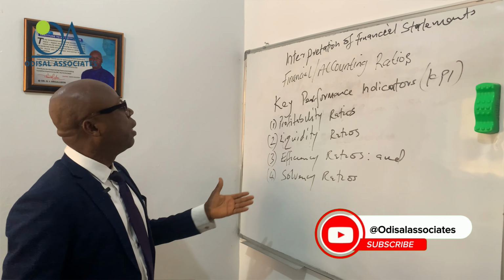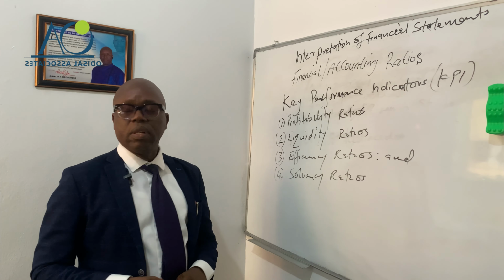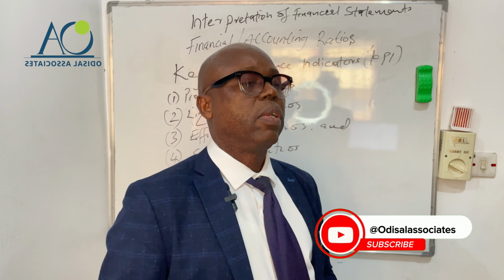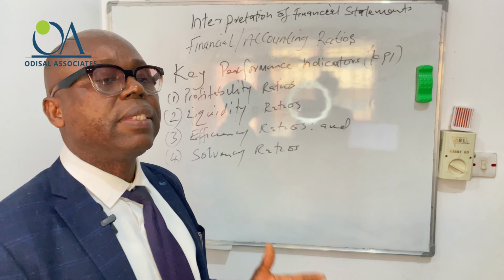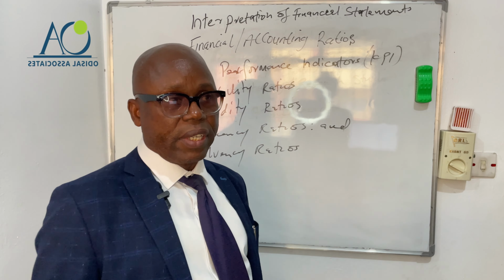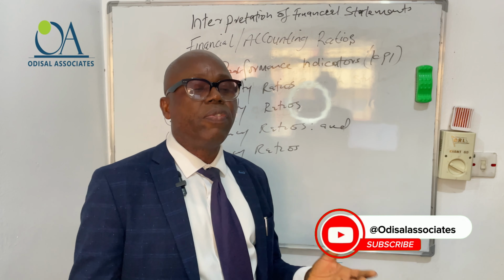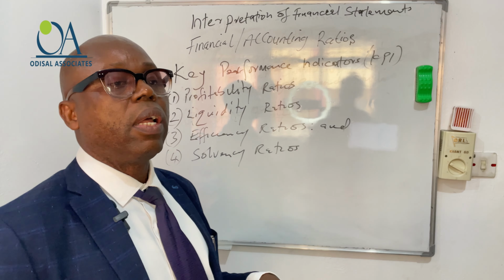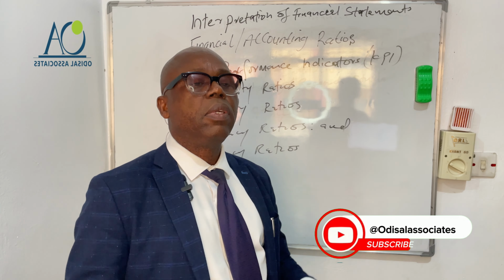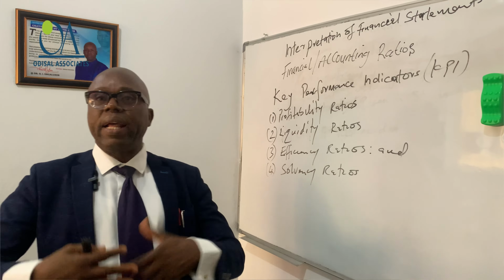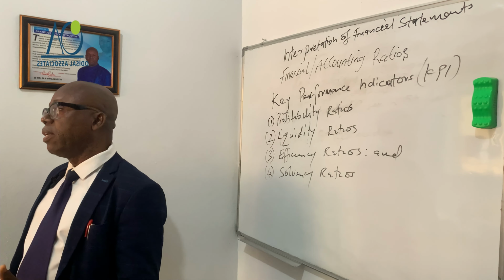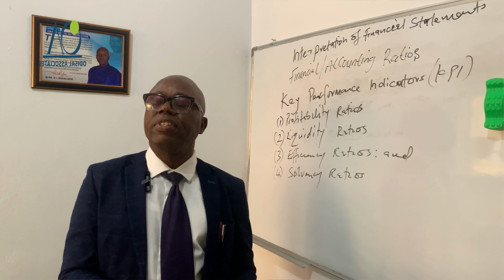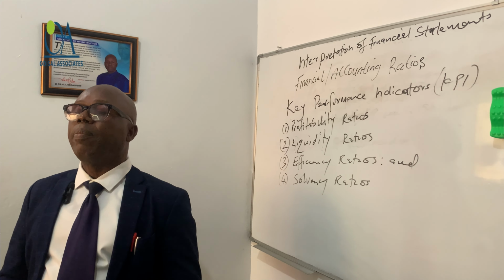And then efficiency ratios talk about the turnover ratio, the ability to utilize assets of the company efficiently. So we look at asset turnover ratio, inventory turnover ratio, accounts receivable and payable turnover ratios, and the collectibility of accounts receivable and the ability to pay accounts payable. So this is what efficiency ratio is all about.